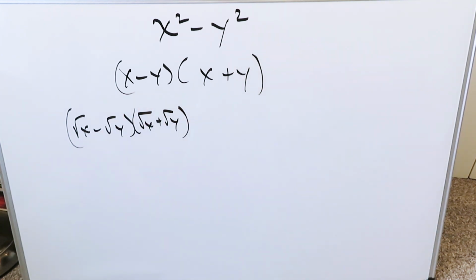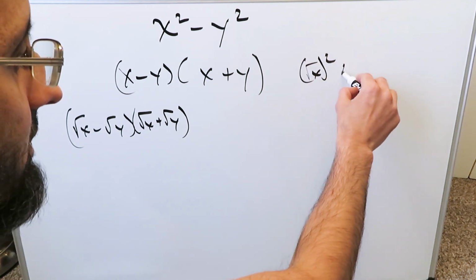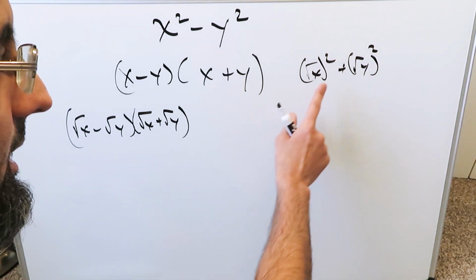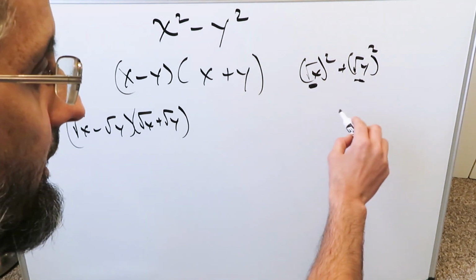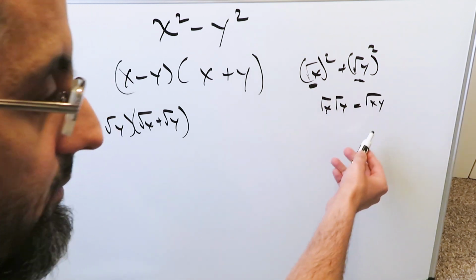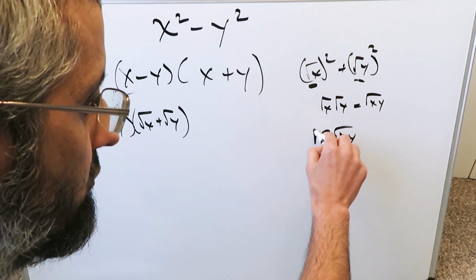And how will we work on it? I'll show you the technique. Think about everything like this. Root x plus root y whole square. If you open this up, you end up right here. Now look at these underlined terms. Combine them in a product. Root x times root y, which is equal to root xy, multiplied by 2, of root xy.